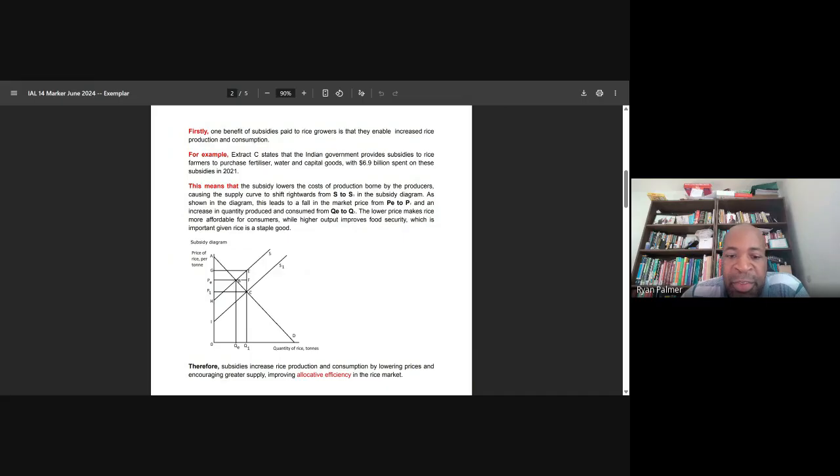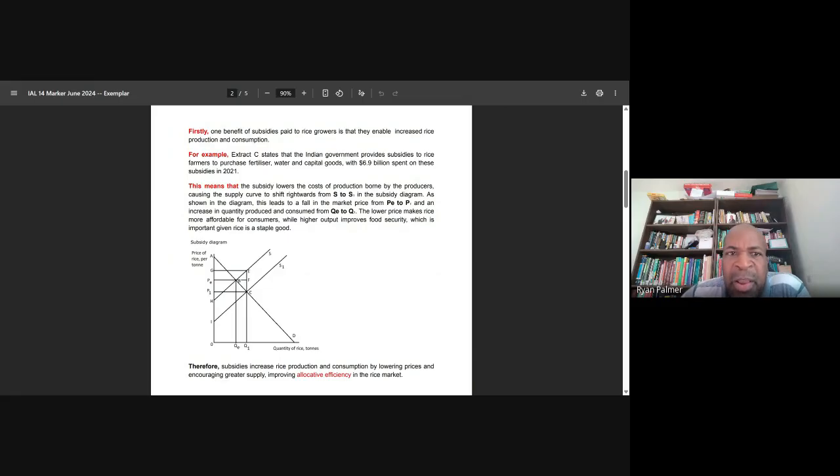And we're going to see that in the subsidy diagram. Do make sure you know the subsidy diagram. So this is lifted directly from the mark scheme. So for example, extract C states that the Indian government provides subsidies to rice farmers to purchase fertilizer, water, and capital goods, with 6.9 billion spent on these subsidies in 2021. So notice what I've done here. I put my application immediately after the point, and I've directly referenced extract C as required by the question.